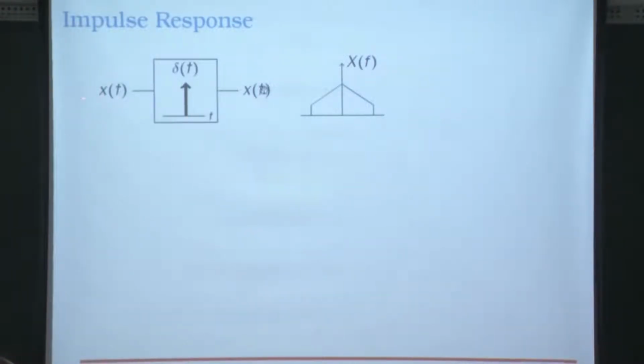If I have x of t and I have an impulse, the representation means that you get x of t as the output of the system. So an impulse represents that you leave the signal unchanged. It's a symbolic representation we are talking about; it's no function. If the x of t signal has a Fourier transform x of f, then this picture means that x of f gets multiplied by h of f and you get x of f back.